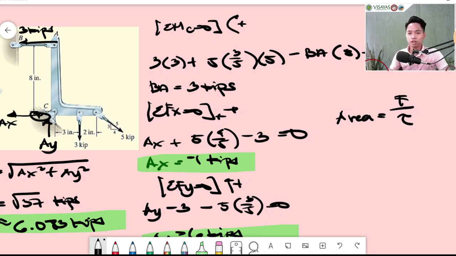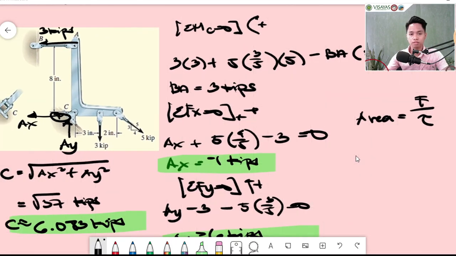Now, first we are going to determine the force. Our force that we solved is 6.083, the force acting at point C. If we are going to design this, this would be our C. How many shears does this have? This is double shear, right? If this is double shear, therefore, 2V is equal to F.